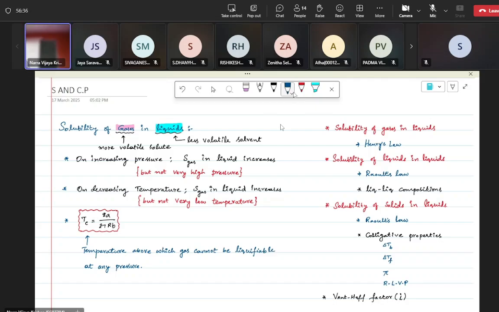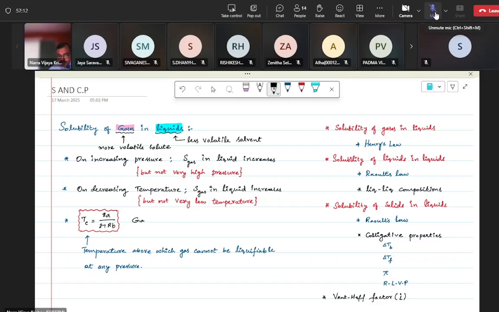Means a gas with a higher critical temperature is readily soluble. Correct or not? Understood? If critical temperature of gas is low, means at any pressure you cannot convert that gas into liquid. Means at any pressure you cannot bring attractive interactions. If you are not able to bring attractive interactions, it remains as gas only. Means its solubility in liquid is low. Clear? So I am writing that point to avoid confusion.